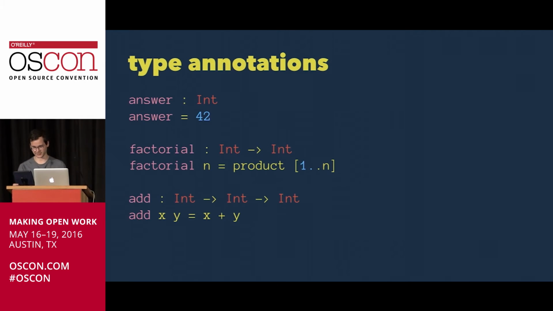This is where things get a little bit interesting. So you saw those type annotations on the literal values, and they're pretty straightforward to read. And even on factorial, it's a function. So that says that factorial takes in an int, and it outputs an int. So that one's pretty straightforward to read.